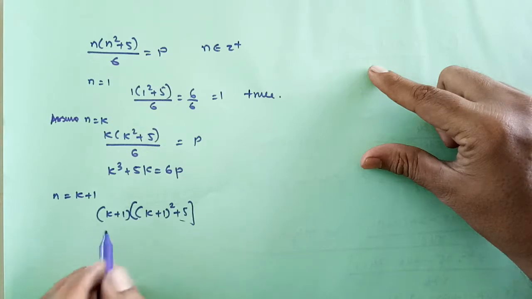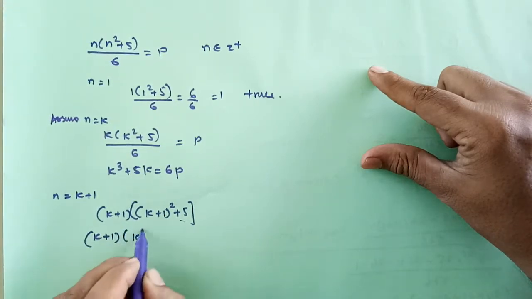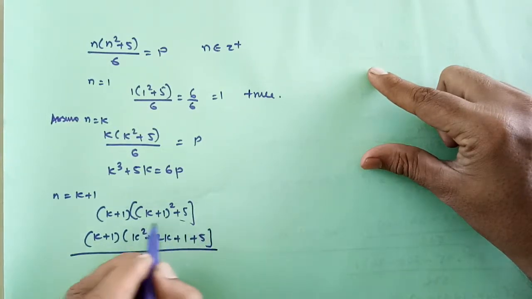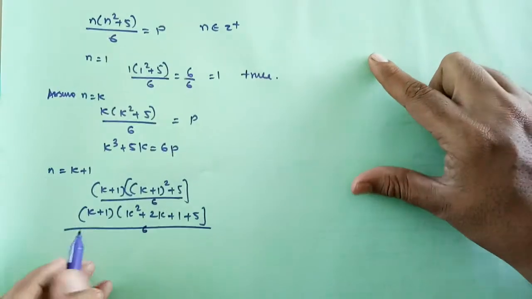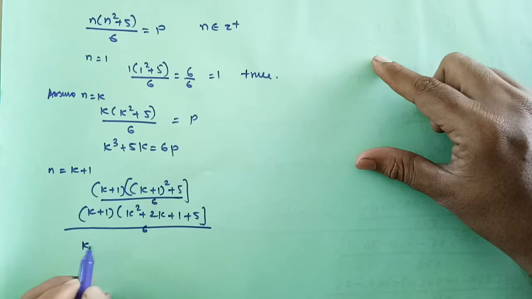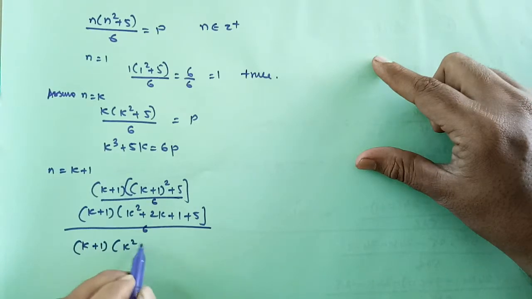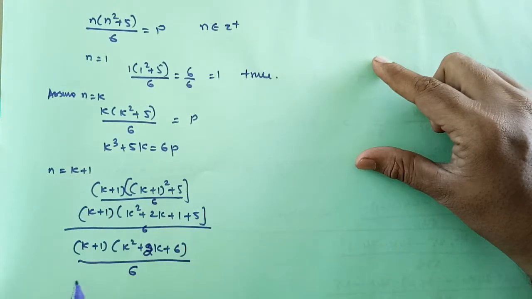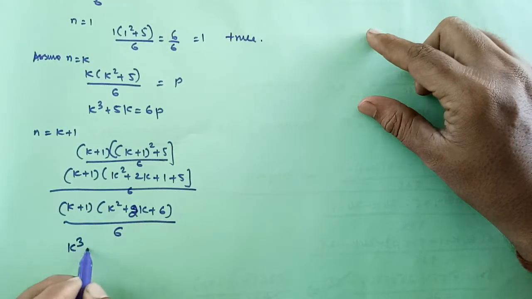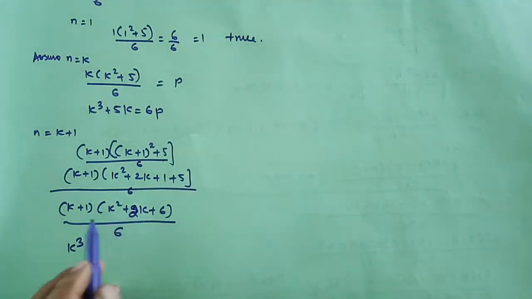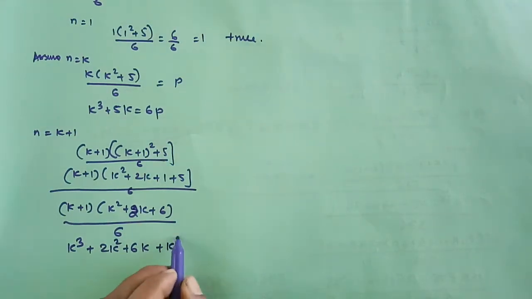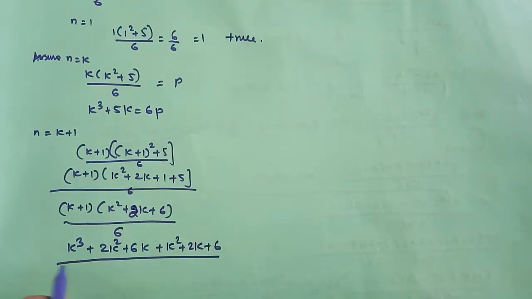over 6. Alright, so if you expand this, it's going to become (k plus 1)(k squared plus 2k plus 1 plus 5) over 6. So now if I take (k plus 1)(k squared plus 2k plus 6) over 6, now you open up the bracket, it's going to become k cubed plus 2k squared plus 6k plus k squared plus 2k plus 6 over 6.